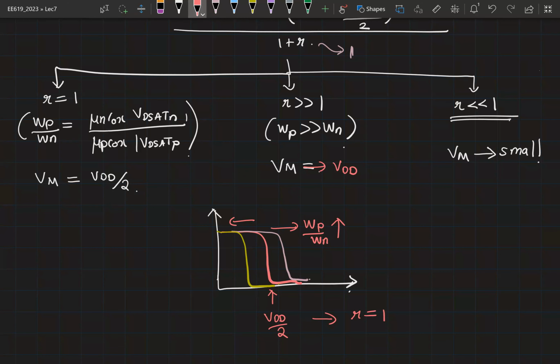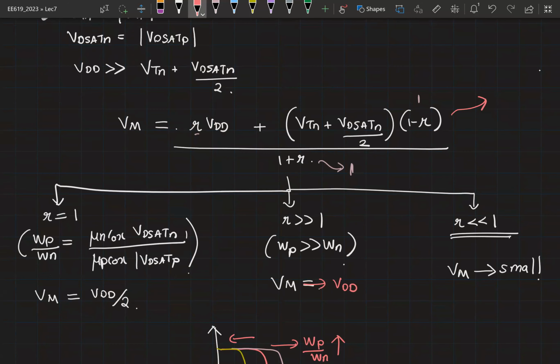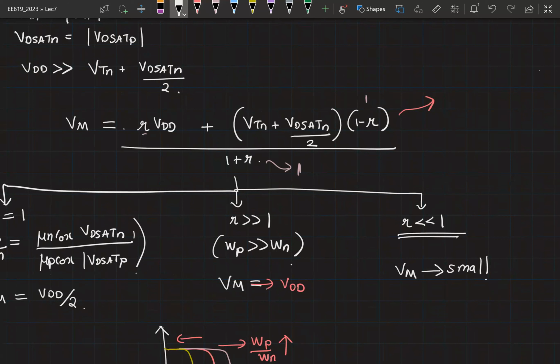So now another question to you. If I tell you that the value of R is close to 1, it's either slightly lesser than 1 or slightly greater than 1. Then how can you simplify this equation? You can ignore 1 minus R and 1 plus R, right? So then this becomes R VDD divided by 1 plus R. So in the denominator, we already said that this factor is much smaller than VDD and 1 minus R is close to 1.